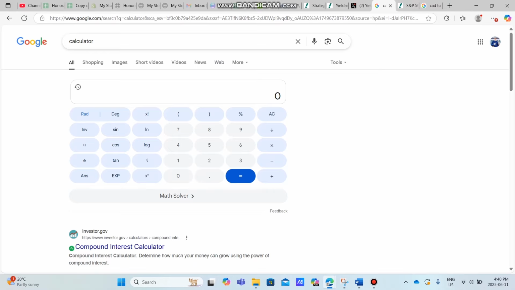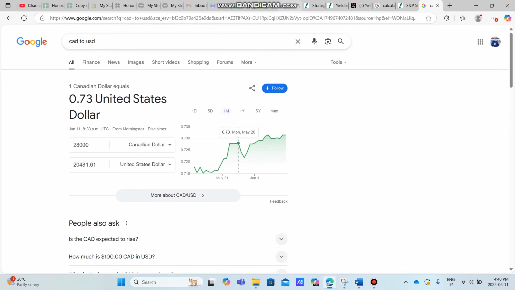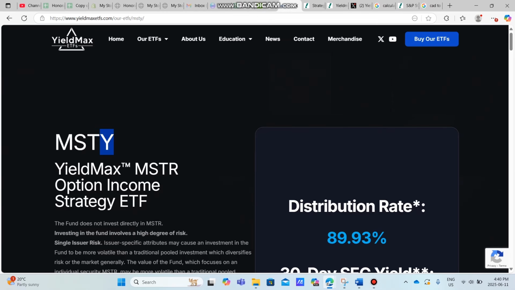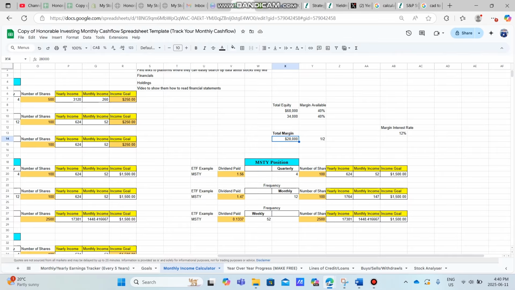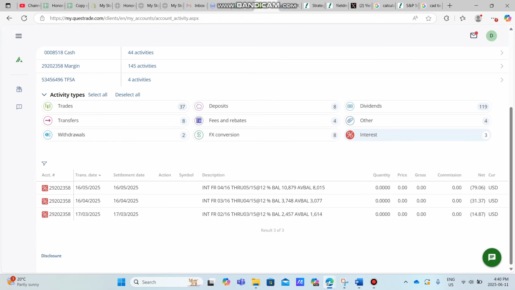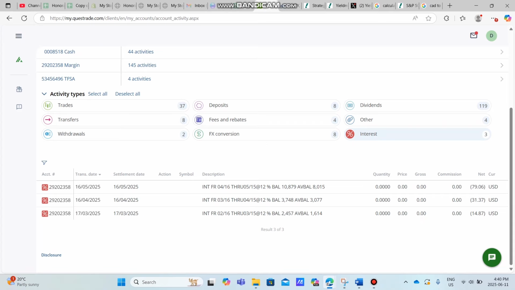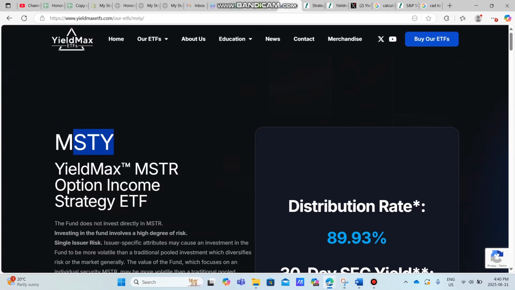I hope you guys are doing absolutely fantastic because today I want to talk about MSTY and I also want to talk about margin. Some big words coming up here, because what I want to do today is, using my own portfolio and what I currently pay in interest, think future forward.